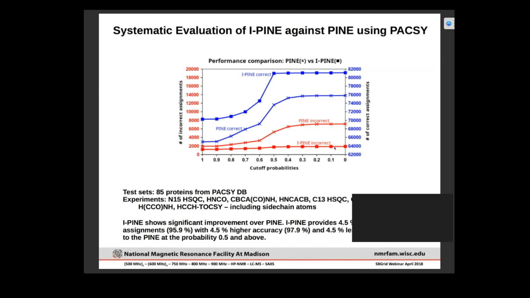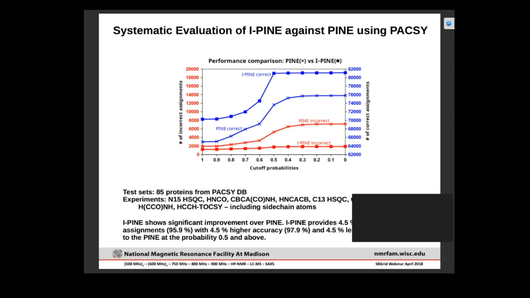dynamic customization of probability density function for sidechain assignment. So with the test, we tested with the 85 proteins from the PACSY database with the sidechain experiments. iPine provided 4.5 more assignments with the less errors.